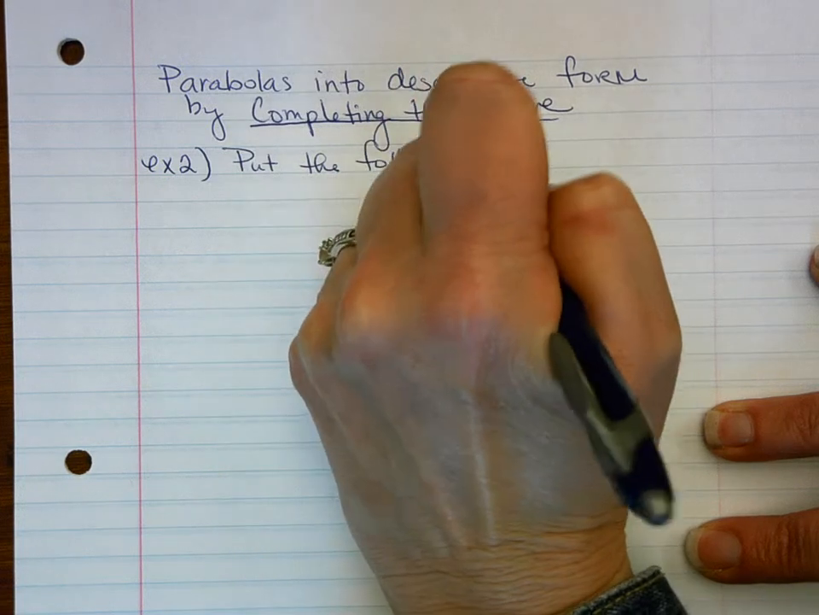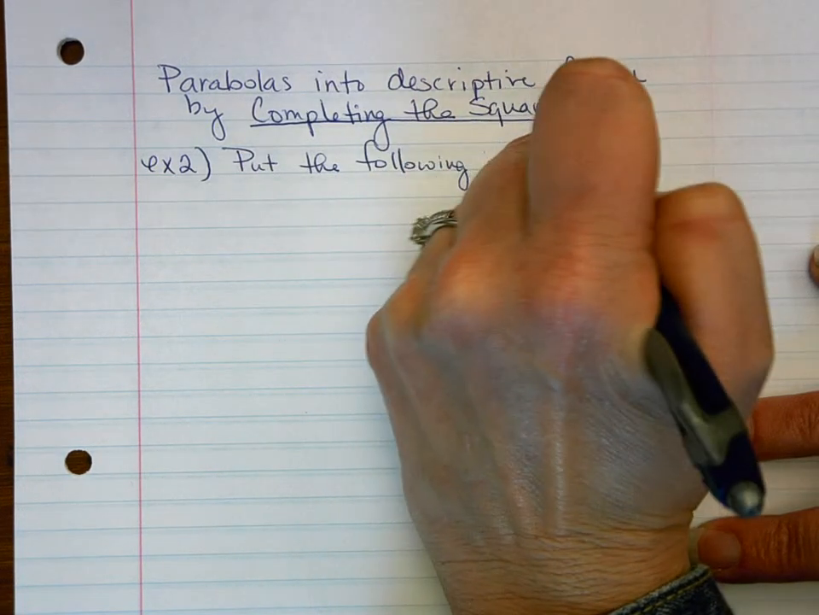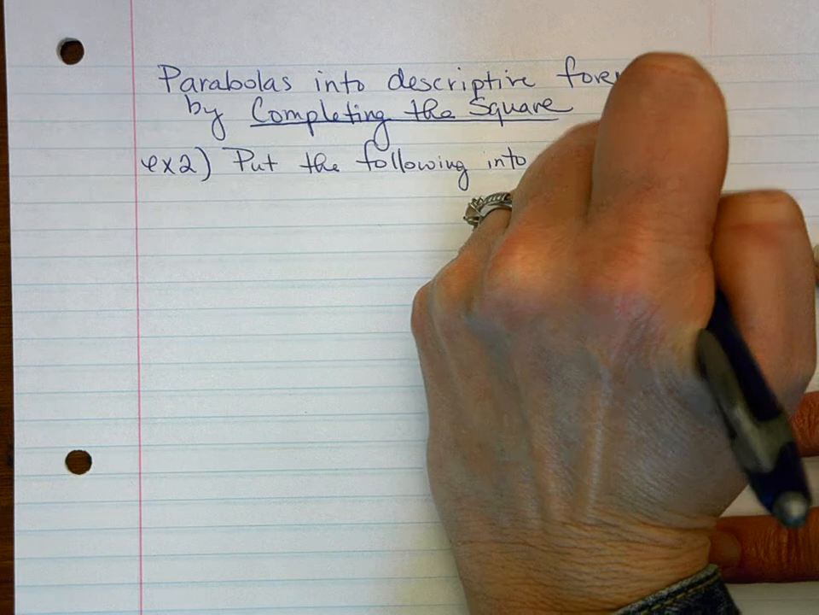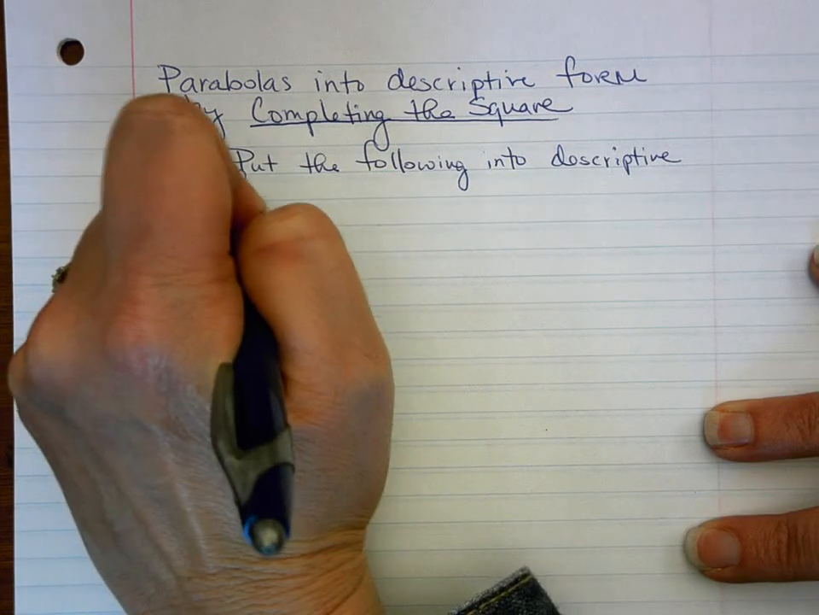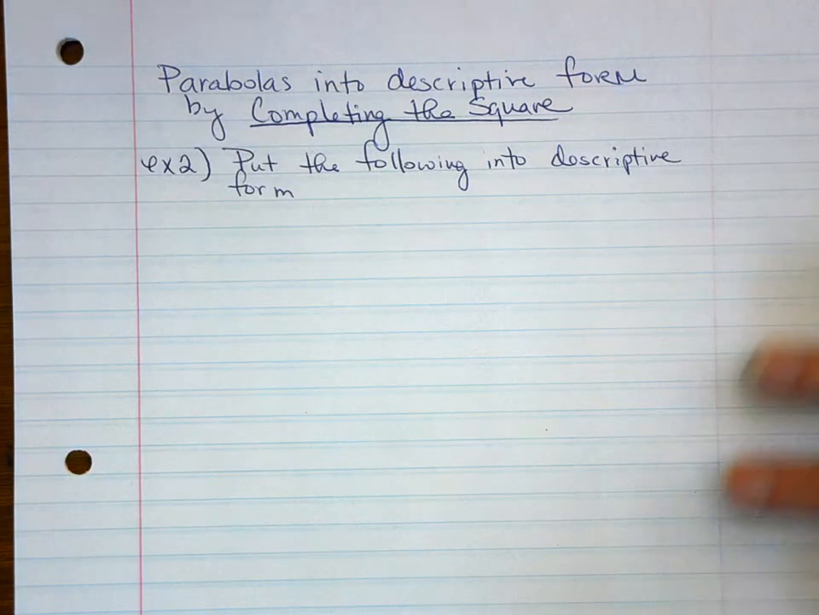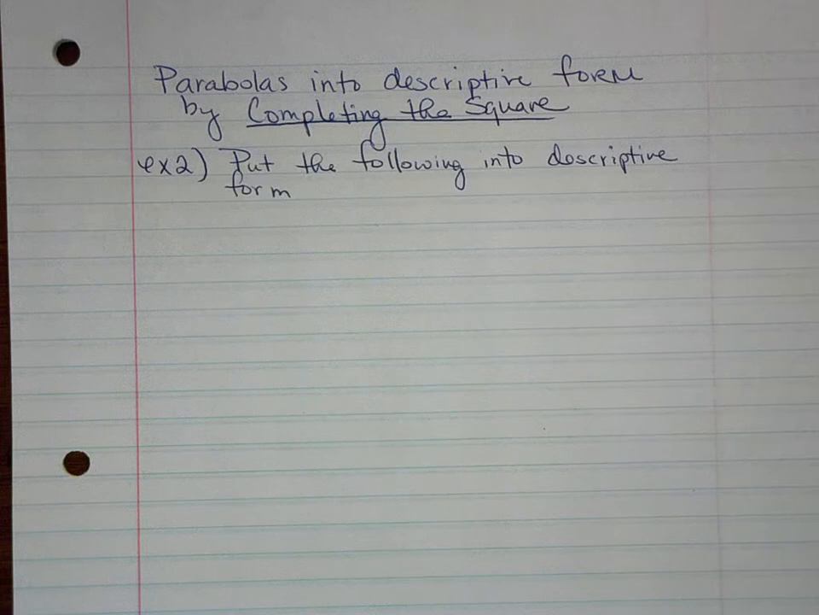So we want to put the following into descriptive form. So when you do your homework, they're going to ask you to put this into descriptive form as well, and then graph it. So you're going to have to do both things in your homework.